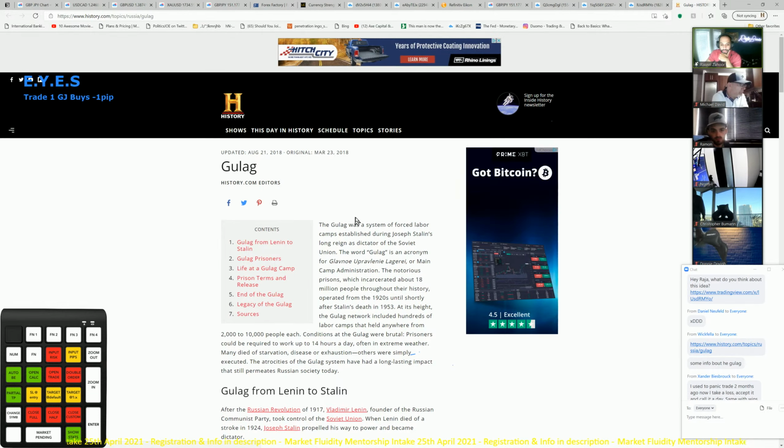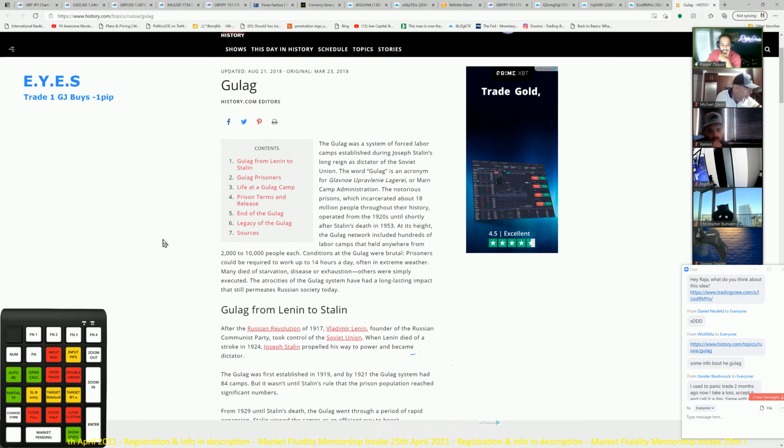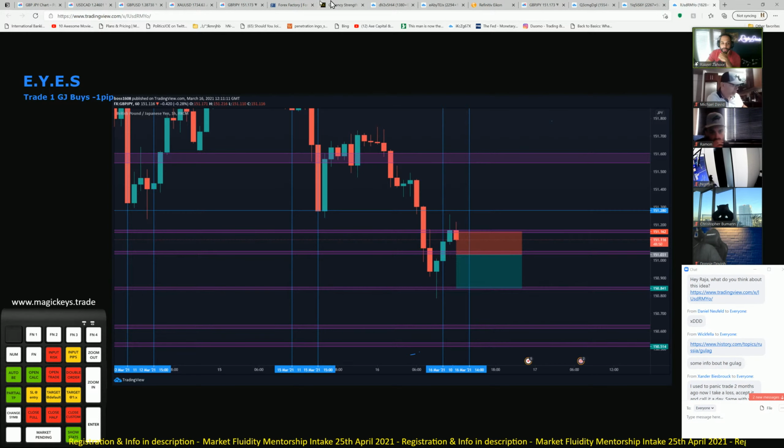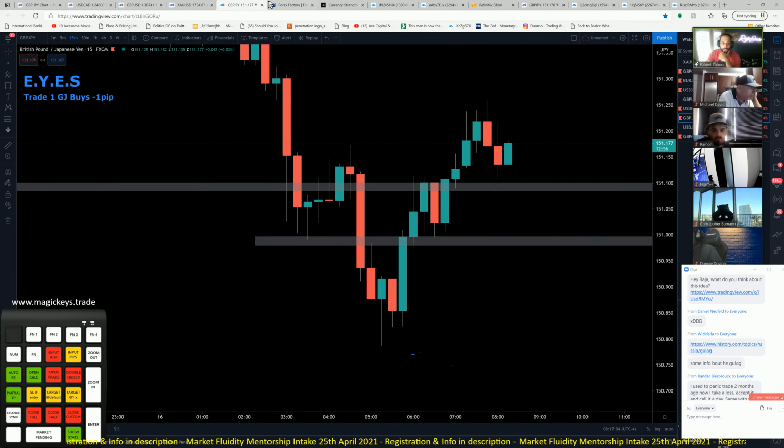The Gulag was a system of forced labor camps established during Joseph Stalin's long regime. Yeah, I saw a whole documentary on it. Like 6 million people who died. They were forced to walk on this road, and it was like a pretty long road. And in wintertime, it was really cold, and a lot of people died on that road because they had to walk.